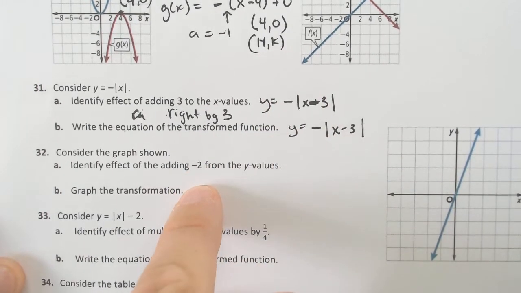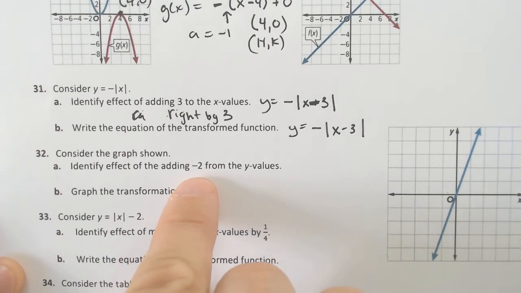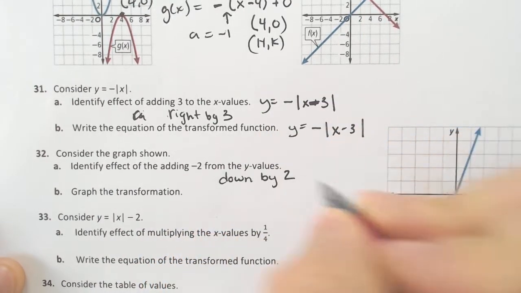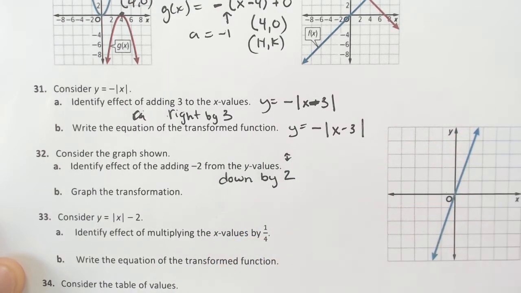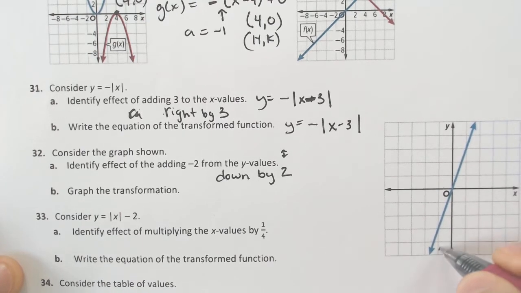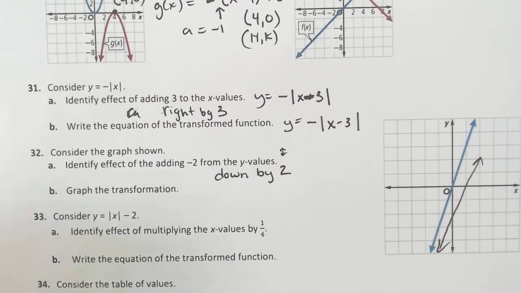In consideration with that, consider number 32. Identify the effect of adding negative 2 to the y values. That would move it down by 2, right? Because y is up and down and x is left and right. And then it says graph the transformation. Oh, well, if we went down by 2, it would look like that. Okay?